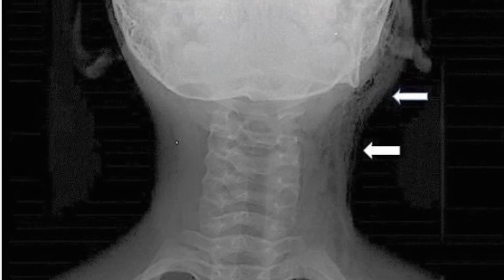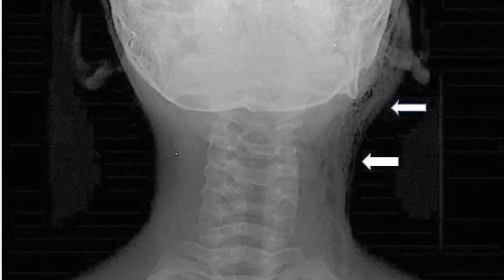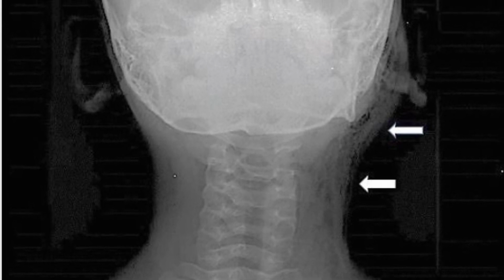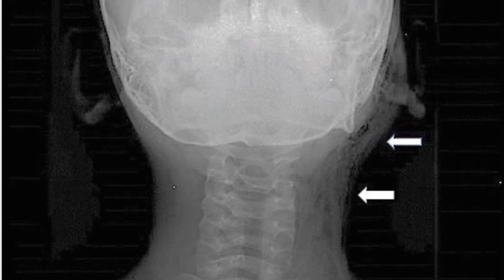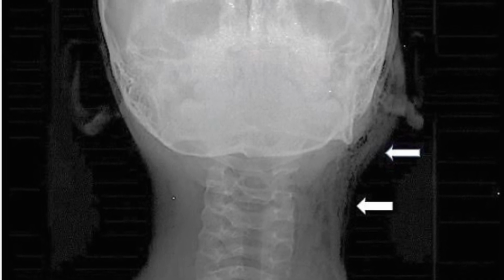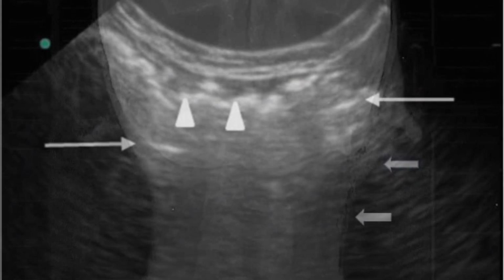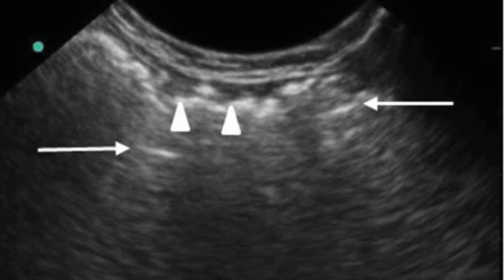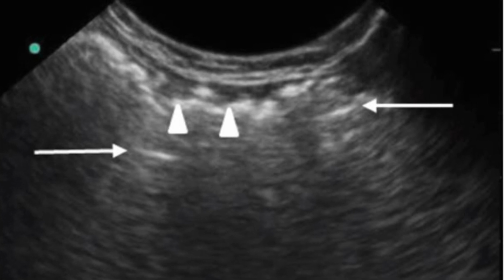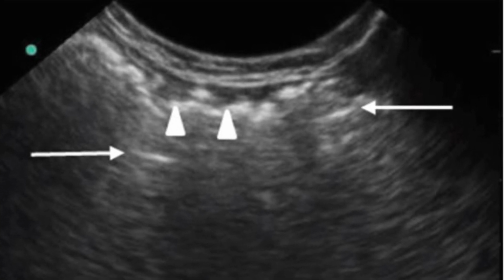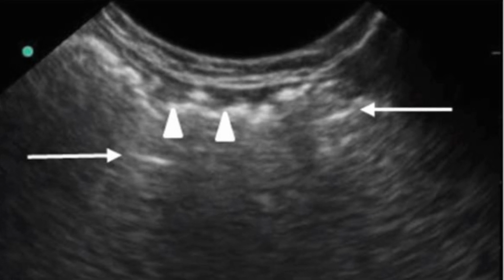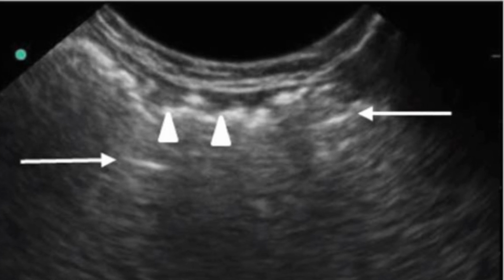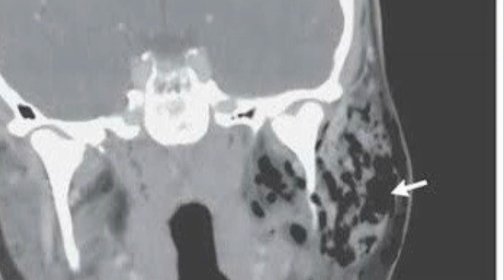On X-ray of the neck, you can see subcutaneous emphysema or air bubbles in the parotid region, which in correlation with history is diagnostic of pneumoparotitis. On ultrasonography, there is a hyperechoic area with posterior shadowing. In this picture, you can see the arrowhead showing the hyperechoic air in the parotid, and there is posterior shadowing on USG. The investigation of choice is CT scan.